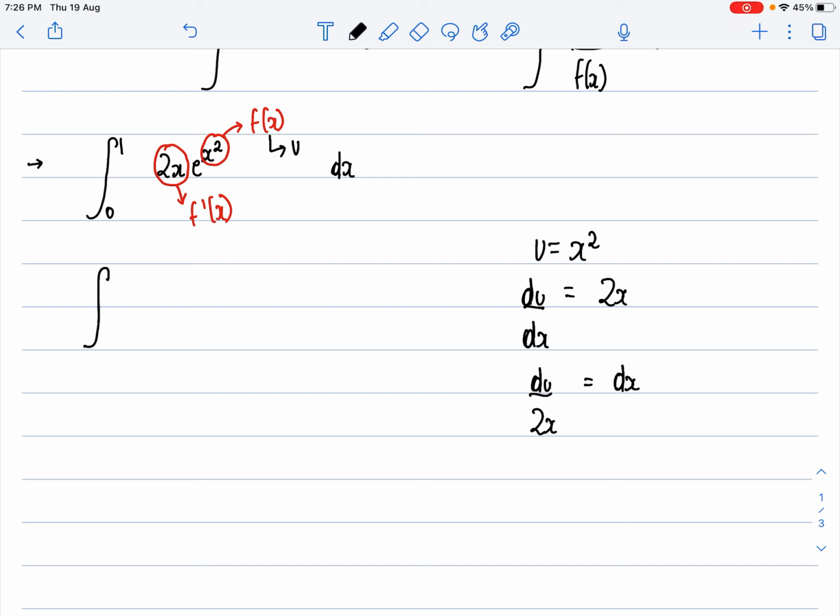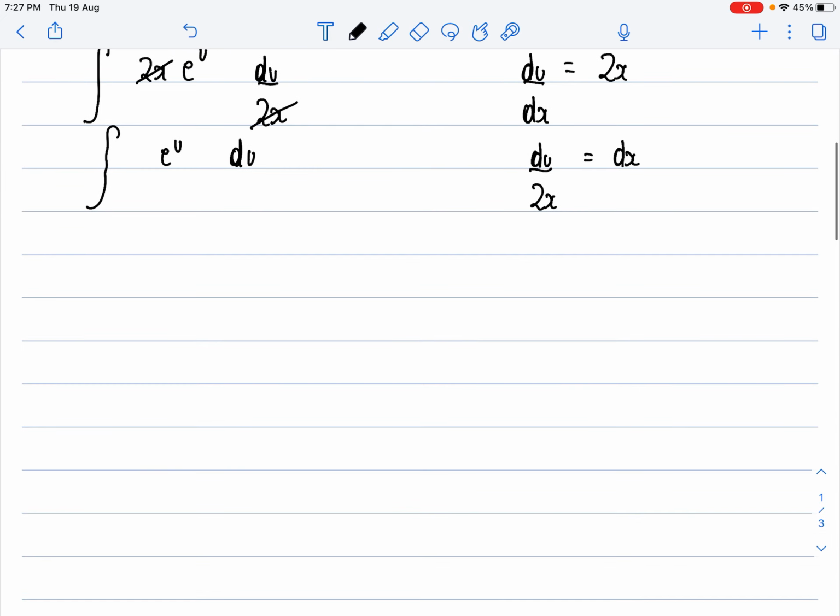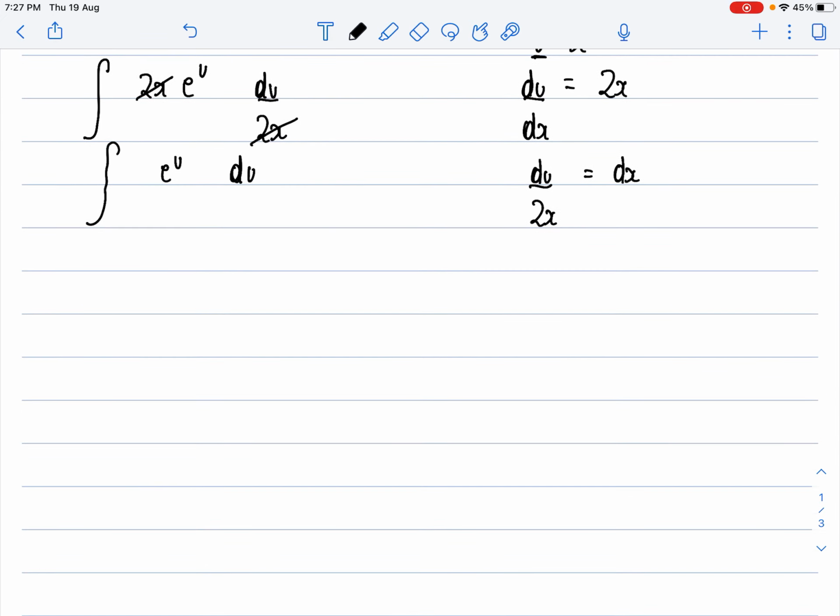You write this as the integration of 2x into e raised to, instead of x square, you write u, correct? And instead of dx, you write du by 2x. Now you can simply cancel the 2x and 2x. Now you write this as the integration of e raised to u du, correct? As you have everything in terms of u, you integrate it in terms of u. So the integration of e raised to u is e raised to u. You don't write the plus c nor the limits.